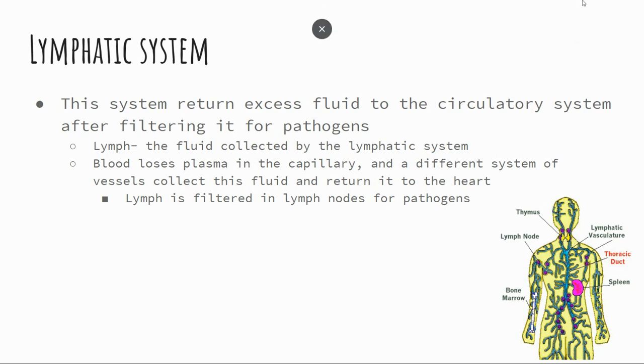All right, so moving into the lymphatic system, and this system returns excess fluid to the circulatory system after filtering it for pathogens. So lymph is an important vocab term here. Lymph is the fluid collected by the lymphatic system. So blood loses plasma in the capillary beds, and a different system of vessels collects this fluid and returns it to the heart. Lymph is filtered in lymph nodes for pathogens.